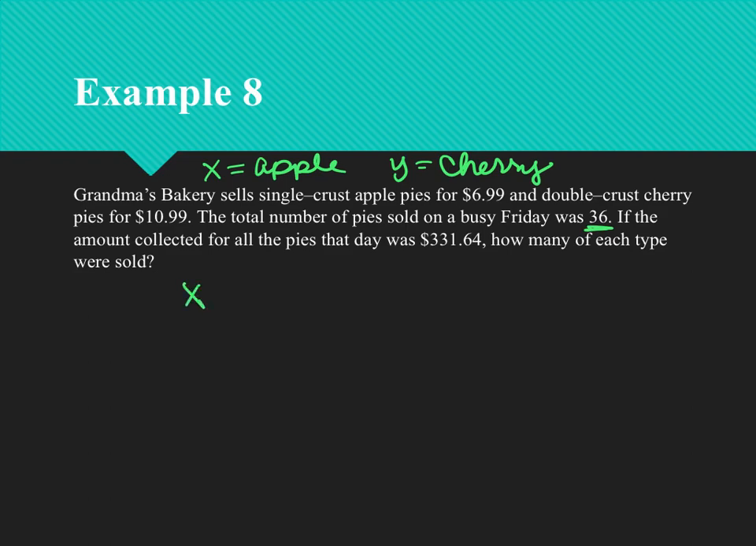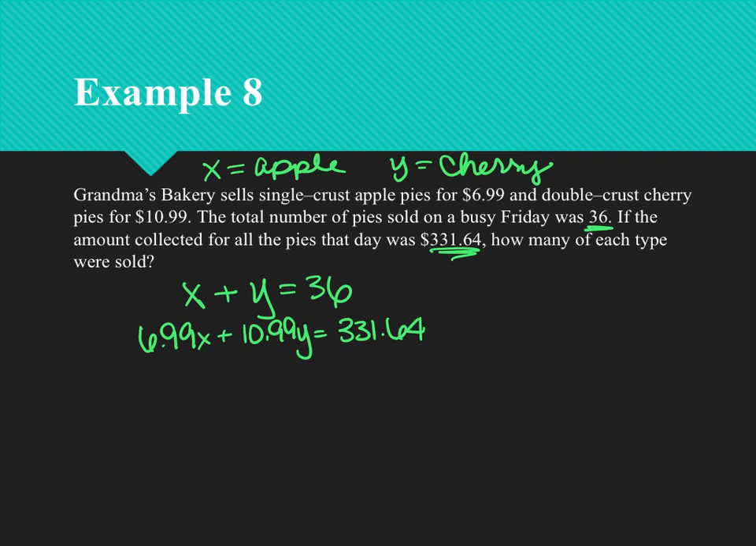So I have a total of 36 pies that were sold. To come up with a total of 36, I have x, or my number of apple, plus y, which is my number of cherry, equals 36. Then to find my total cost, I have to take the price of each one. So I have 6.99x plus 10.99y equals $331.64.